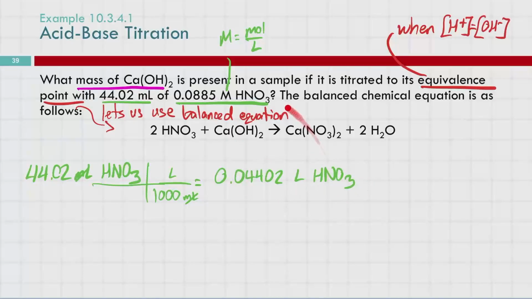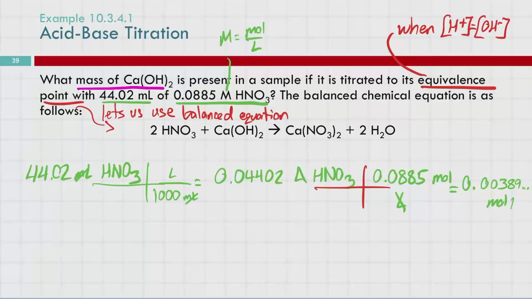We can use this liters with our molarity. We multiply, and this will give us the moles of HNO3. So 0.04402 times 0.0885. We've got a relatively small amount of moles of HNO3.